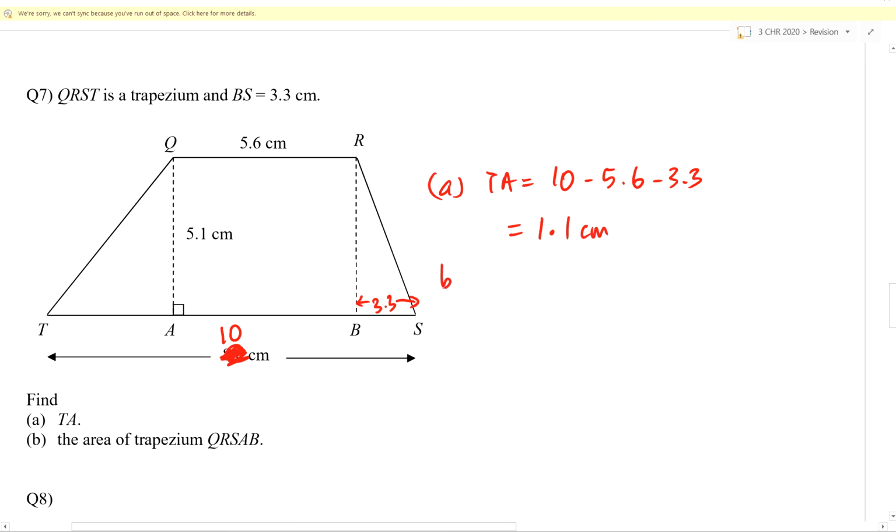Now let's move on to part B. Find the area of the trapezium QRSAB. QRS. That's not even a trapezium. QRSA cannot be AB. What do you want it to be? QRSAT or QRSA? Okay, let's make this Q. No, doesn't make sense also, right? QRSAT.